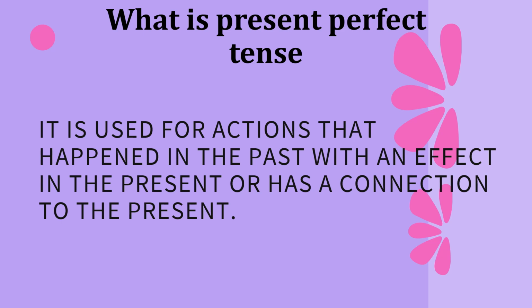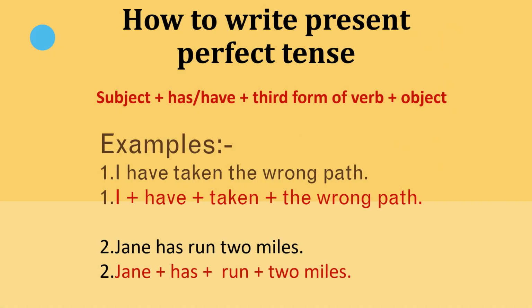They are the ones used to talk about things which happened before the time we are speaking or writing but are relevant to the present situation. Now, how to write present perfect tense? See, it is a syntax. First subject, has or have, third form of the verb, and then the rest of the sentence. Here we have to use the third form of the verb. We will be discussing the third form of the verb in detail in our next video.